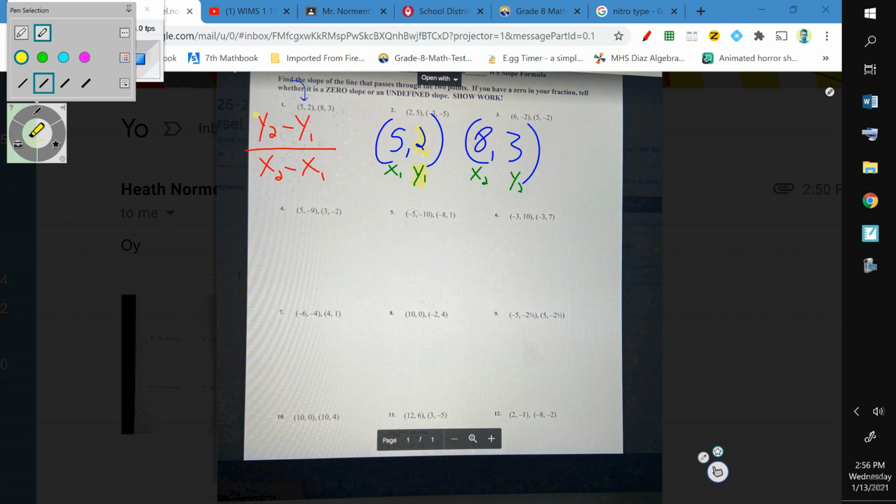Y1 is going to be yellow. And then Y2 is going to be... No, let's keep the Y's yellow. Let's do it that way. Okay? Y1 and Y2 are yellow.